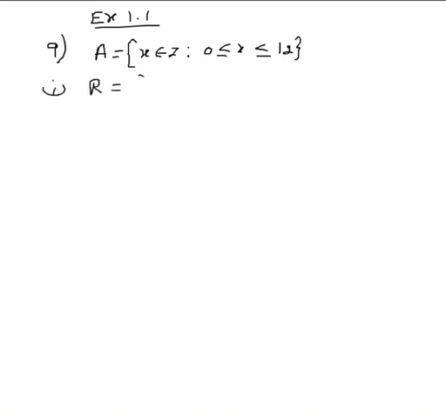Let us continue exercise 1.1. Question number 9. Show that each of the relation R in the set A, set of all x belonging to Z such that 0 less than or equal to x less than or equal to 12, given by the relation R, set of all (a, b) such that modulus of a minus b is a multiple of 4.